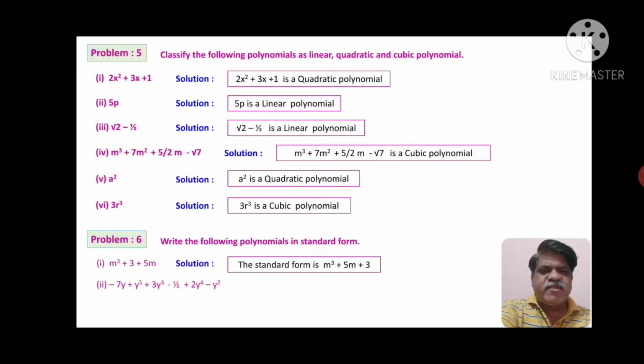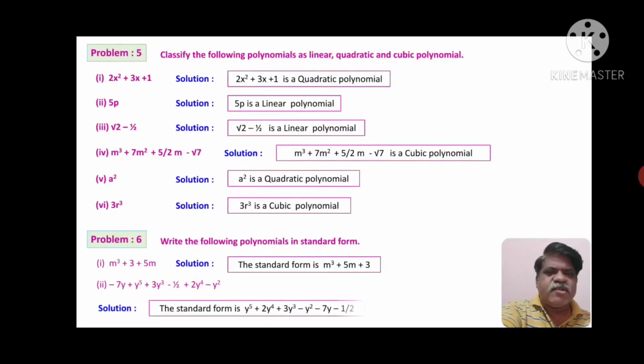Now minus 7y plus y raised to 5 plus 3y cube minus half plus 2y raised to 4 minus y square. Friends, here you can see that the standard form for this polynomial with the variable y is y raised to 5 plus 2y raised to 4 plus 3y cube minus y square minus 7y minus half.